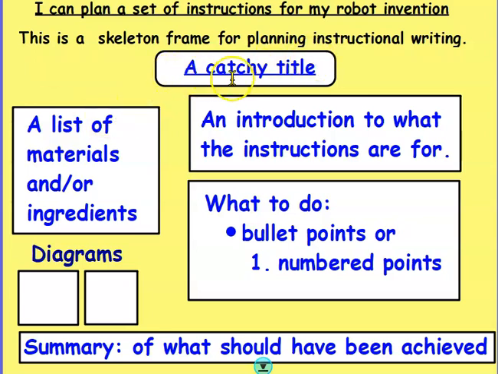Well, they need a catchy title, and there needs to be an introduction as to what the instructions are for, and a list of materials and or ingredients that you're going to need. There may also be some diagrams because they can be quite useful, particularly a picture of the finished article that they might be trying to make. And then you need a what to do, and you need to explain these points really carefully, okay? And they'll either be bulleted, numbered points, or you might use time conjunctions to order them. And then at the very end, you need a summary of what should have been achieved.